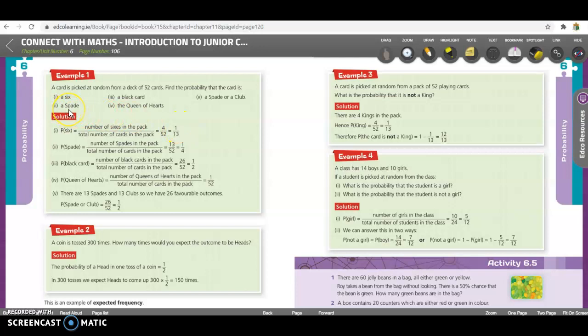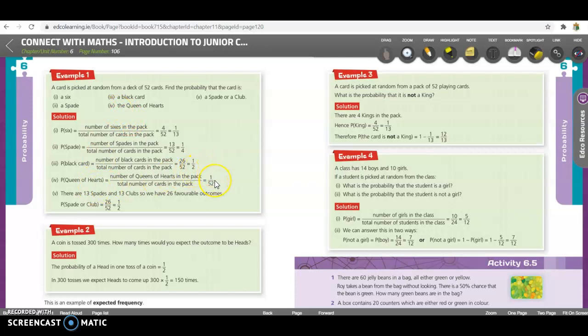Part 2, then, the probability of a spade. So P(spade) is the probability of a spade. There's 13 spades in a deck out of 52 cards, which simplifies to 1 in 4. So it's a 1 in 4 chance you'll pick a spade at random. Probability of picking a black card: you've got spades and you've got clubs, so 2 of the suits are black. That's 26 cards out of 52, which is 1 over 2. Or you could have said 2 suits out of 4, and that also simplifies to 1 over 2. The probability you get the queen of hearts: there is only 1 queen of hearts in the pack.